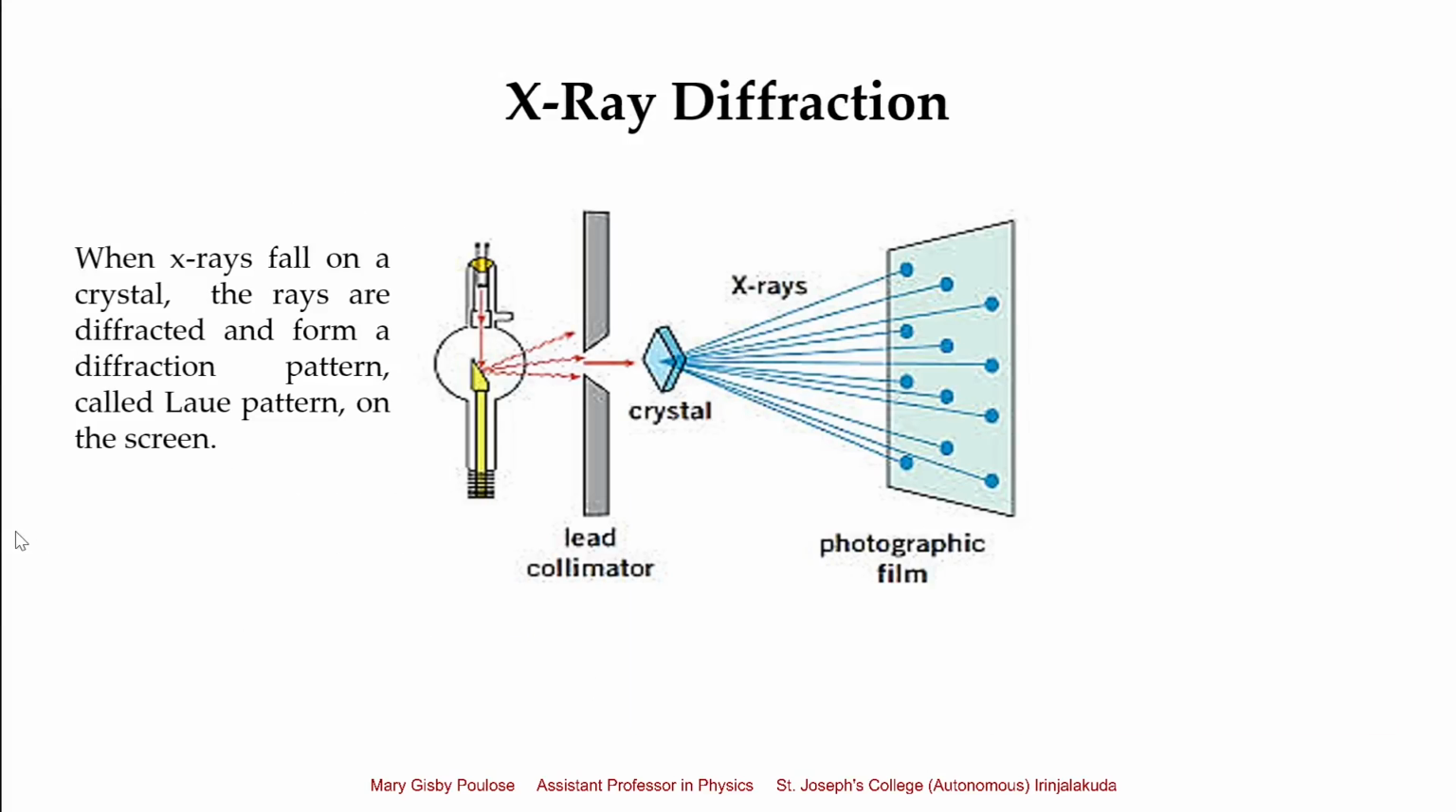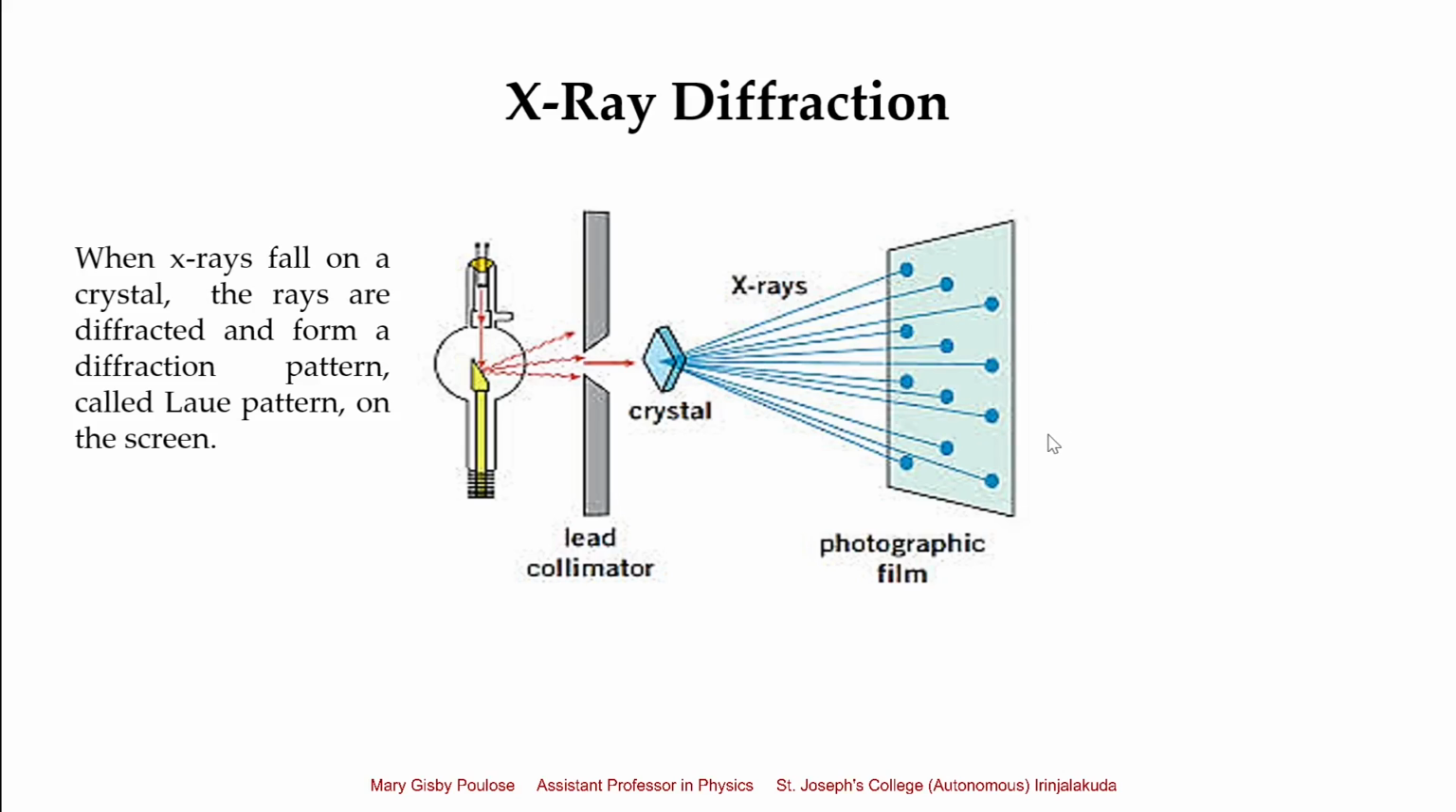Now let us see what happens in X-ray diffraction. Here we have this X-ray tube, which produces X-rays, and these X-rays are allowed to pass through a slit. This slit makes the beam into a narrow beam. That means it collimates light, hence it is called the collimator. It is made of lead, hence it is called a lead collimator. The narrow beam from this collimator is made to fall on the crystal. The crystal then diffracts light and hence forms a diffraction pattern on the photographic film or screen.